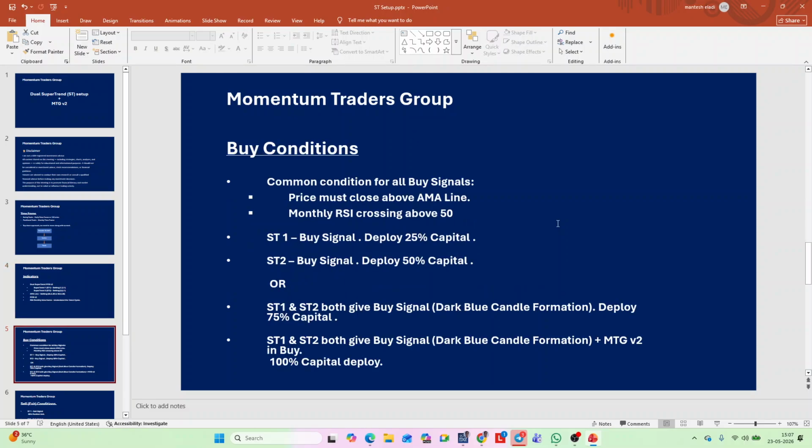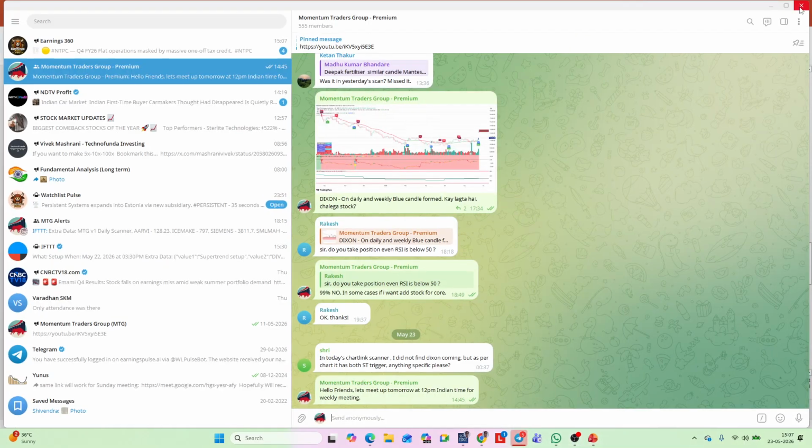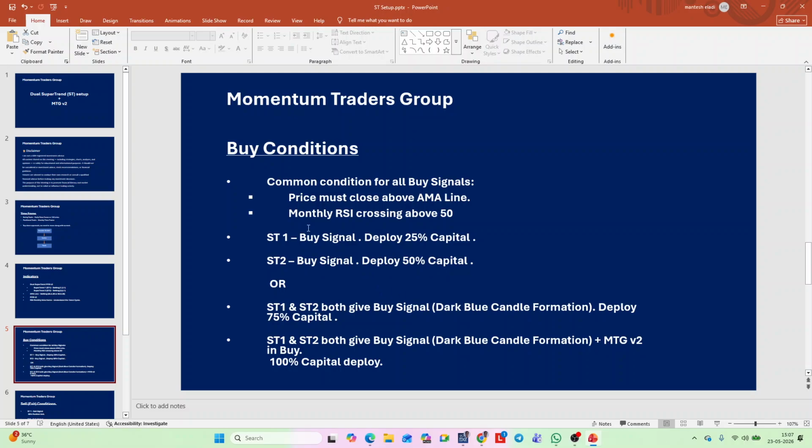So, buy conditions. The first thing is the common conditions for all the buy signals. The price close: if you are using a daily chart, the daily candle has to be above the AMA line. Then the monthly RSI has to be above 50. So monthly RSI should be crossing above 50 from below.